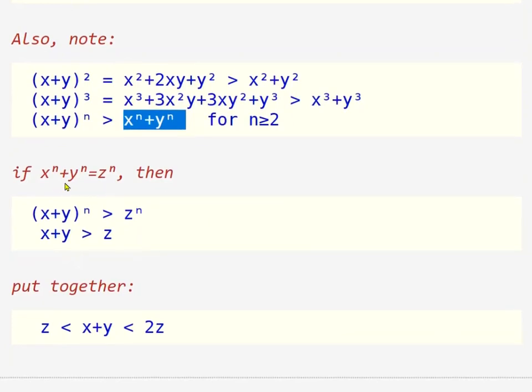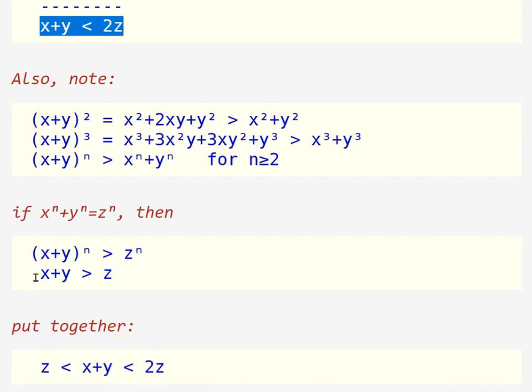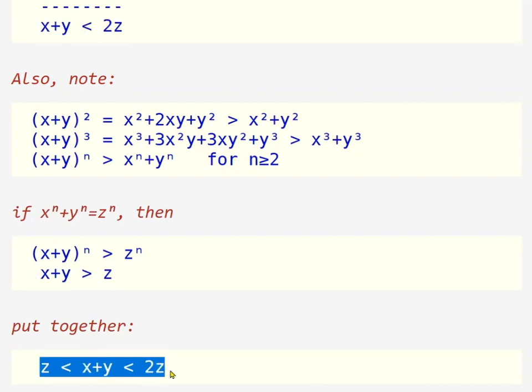Now if x to the power n plus y to the power n equals z to the power n, then that means that x plus y to the n must be greater than z to the power n. And therefore x plus y must be greater than z. Now if I put these two things together, this one and this one, we get this. x plus y must lie between z and 2z.